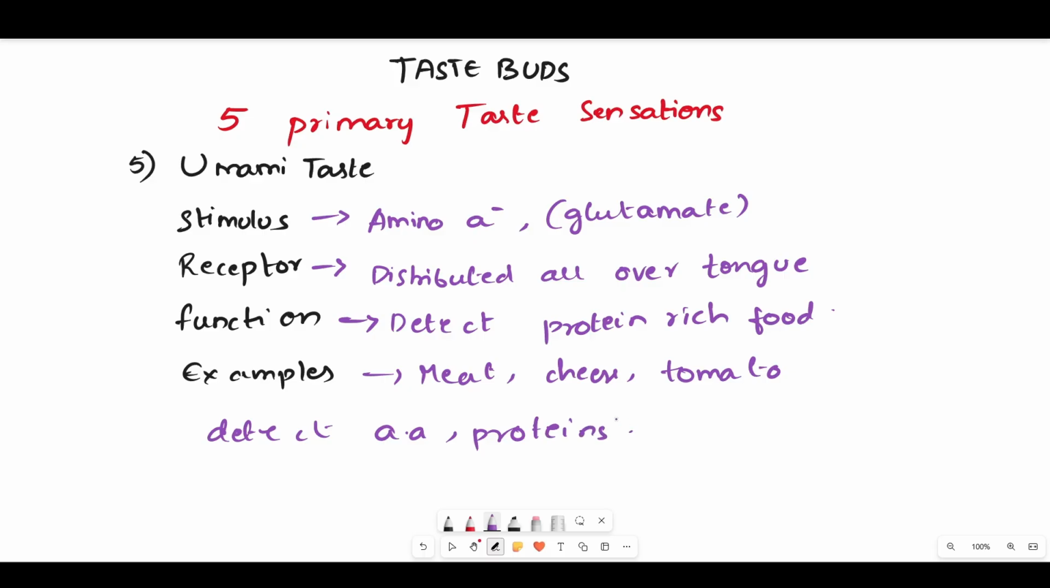The last taste is the umami taste. The stimulus is amino acids like glutamate. The receptors are distributed all over the tongue. The function is mainly detecting protein rich food, which is present in meat, cheese, tomato, etc. So the umami taste simply detects amino acids and proteins.